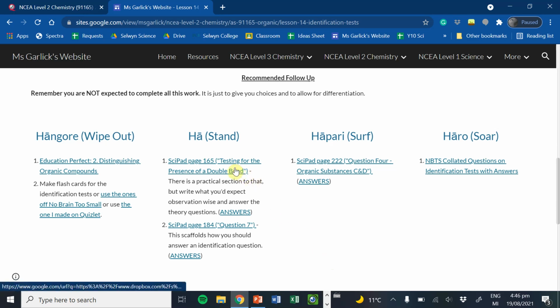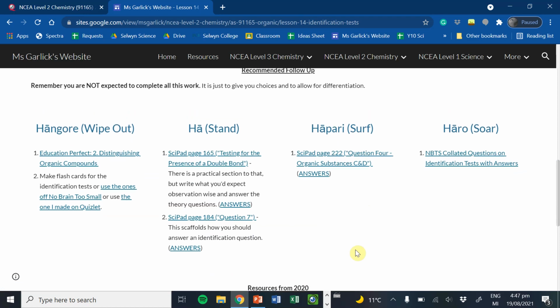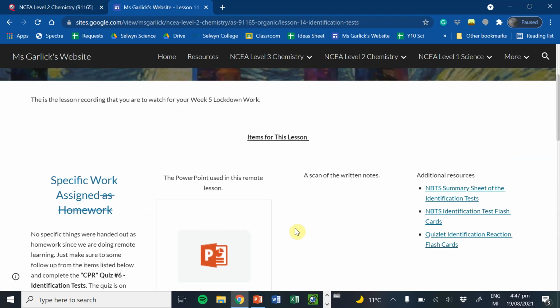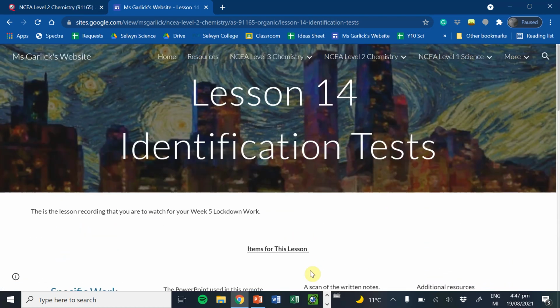I know your SciPads are at school, so these hyperlinks will open up to a PDF of the image of those pages, so you can still access it. And I've also included the PDF for the answers for each one of those sheets, so that way you can check your work. But that's basically it. So whatever you work on, please put the evidence of that work in that Google Doc for week number 5, and also get that CPR quiz done. But that's all you got to do for this week, and hopefully we'll be back at school soon.